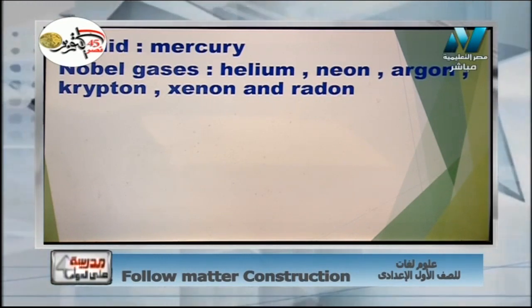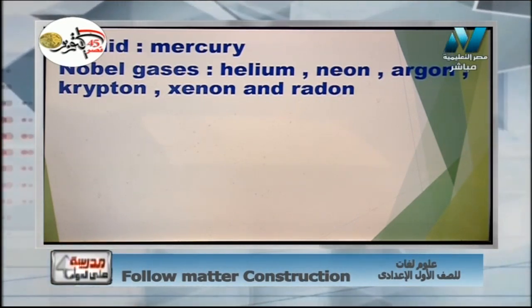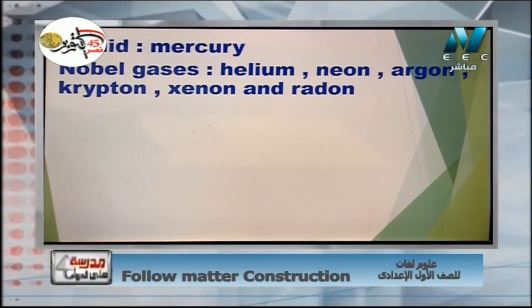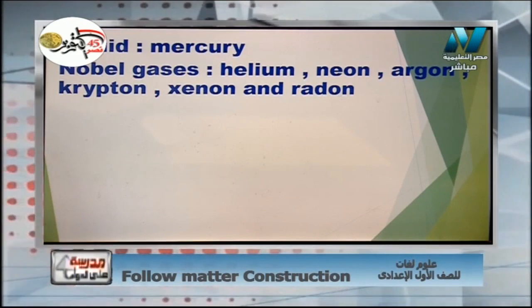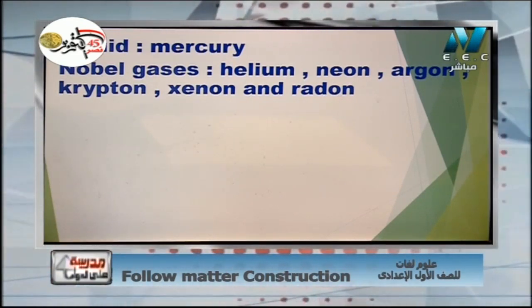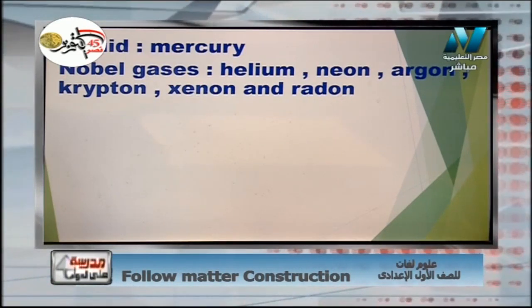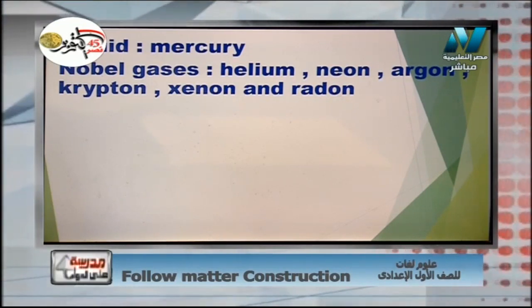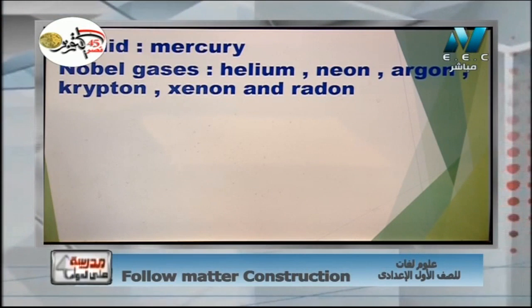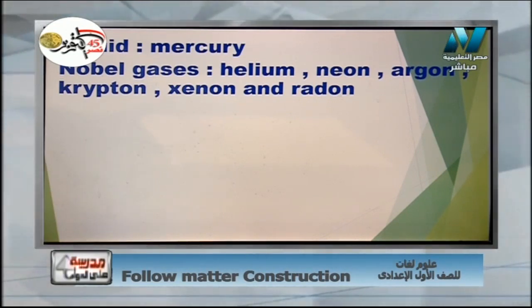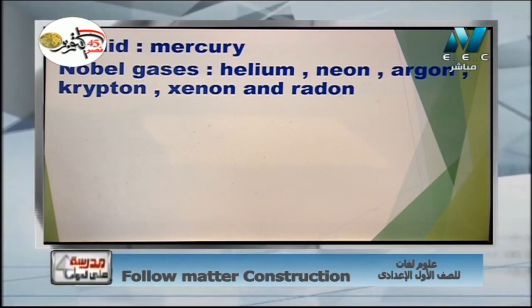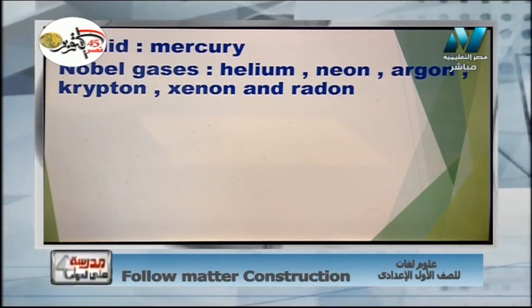And we studied mercury in the previous episode with Mr. Nader as the liquid that is used to make what? To make thermometers. We have the liquid monoatomic molecule of element, mercury, and we have noble gases. We have 6 types of noble gases in the whole world: helium, neon, argon, krypton, xenon, and radon. Again, the molecule of a noble gas contains just one atom.